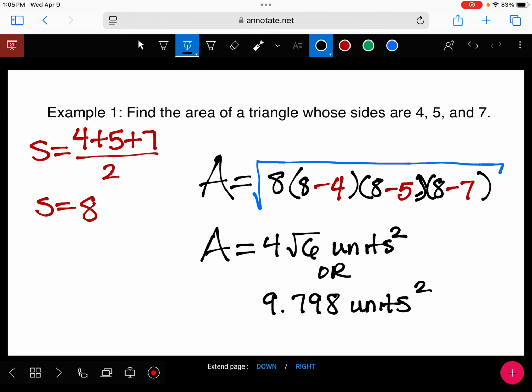Remember, when we're talking about area, we should have a unit squared. So your calculator could say 4 root 6, or it could give it to you as a decimal. Either one would be fine.